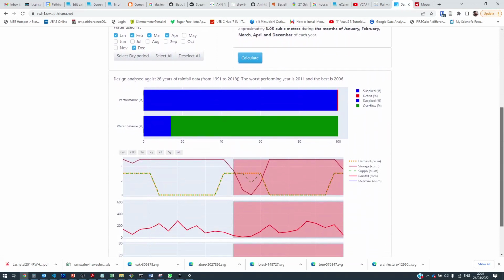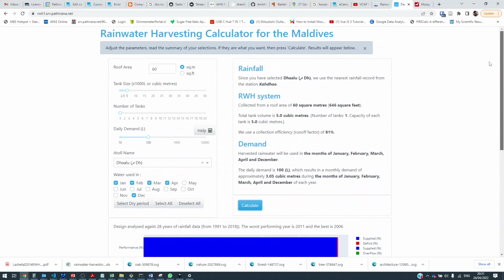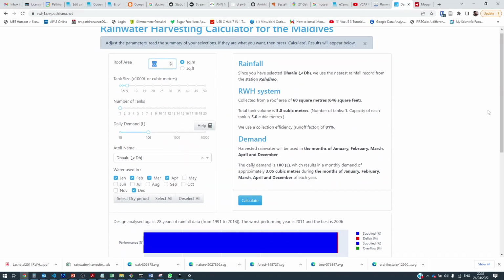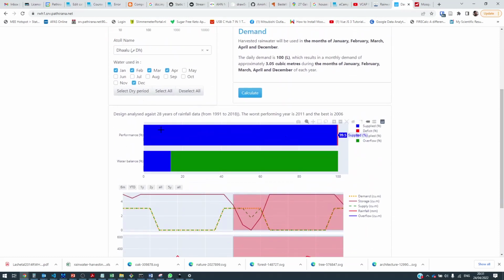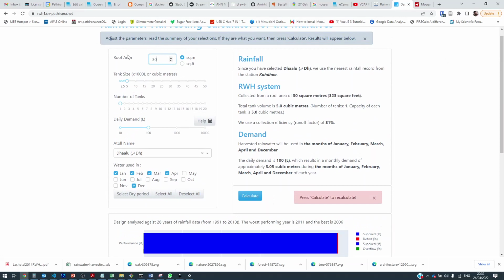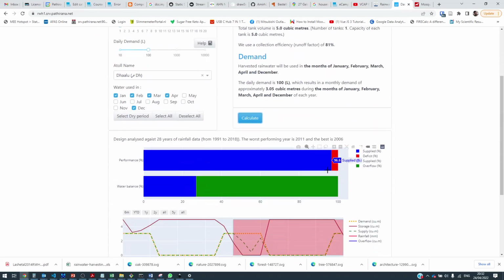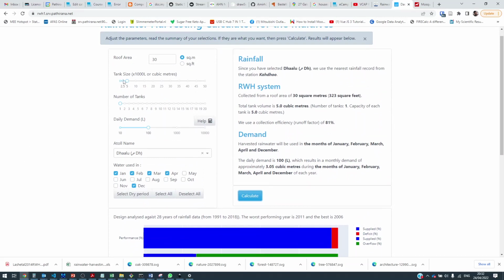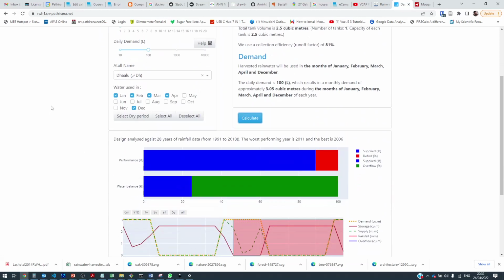And then what you get is a graph like this. So here, for this particular system, because we have selected a rather large roof area, you can see the performance of the system during the period 1991 to 2018. We are using 28 years of rainfall data for that simulation. The percentage of days that people go without water in the system is about 0.5%, very, very little. On the other hand, if you have a smaller roof size, then you can see it increases. And similarly, if you have a smaller tank size, let's say half the size, then also it increases.